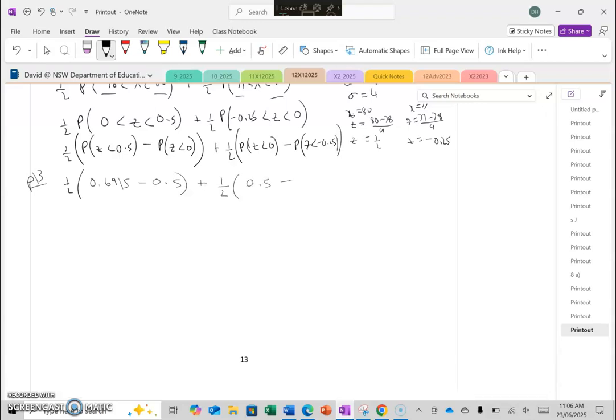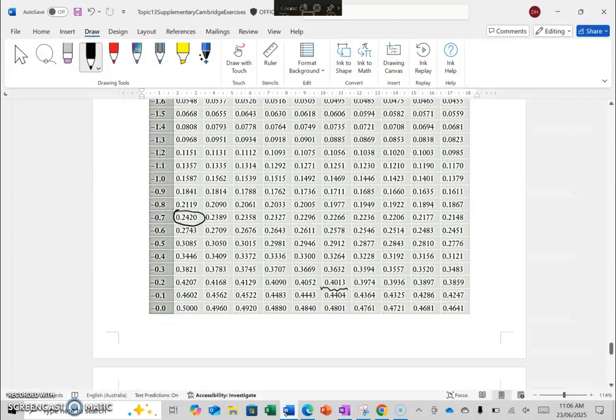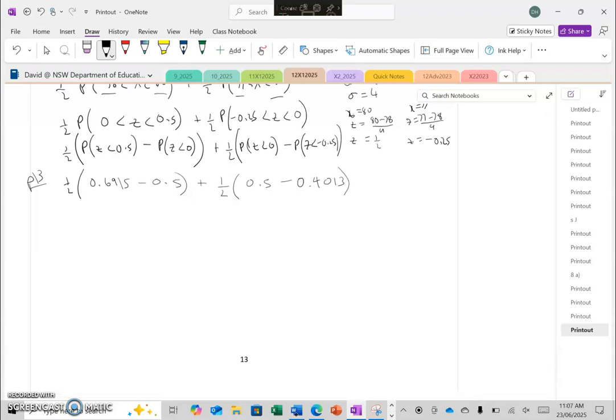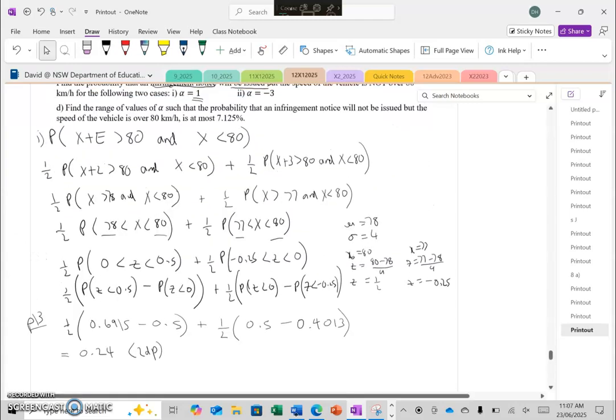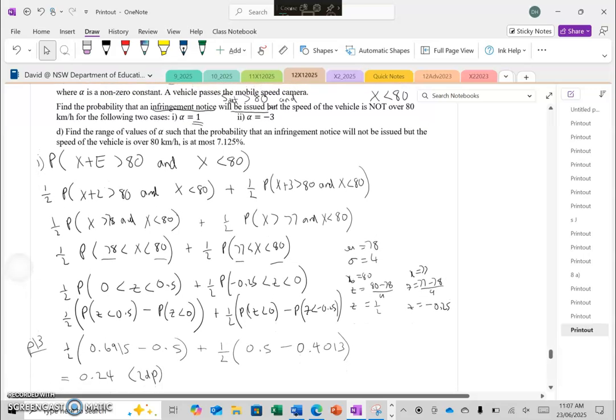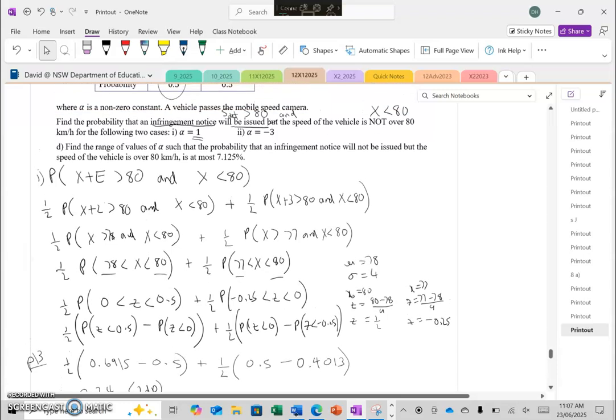Then Z negative 0.25. So go to your table. Negative 0.2, and the fifth one is here, 0.4013. Okay, and in my calculator, I got that to be 0.24. I rounded to 2 decimal places. So answering the question, 24% of the time we get an infringement notice if alpha is 1.